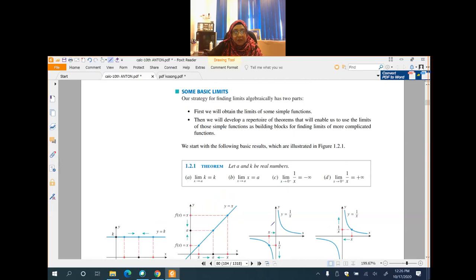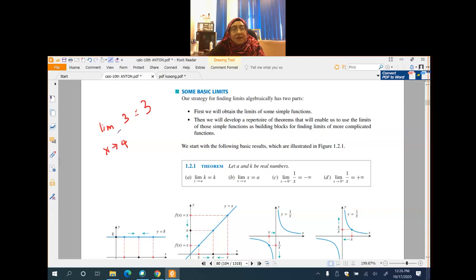Some basic limits. I think this is not something difficult for you to follow. Limit of k as x tends to a is equal to k. So the function f here is equal to k, where k is a constant. So let's say you are given limit of 3 as x tends to 4. What will be the value? Can you substitute x equal to 4 here? There is no x, so how are we going to substitute this? So the answer will be equal to 3, isn't it?